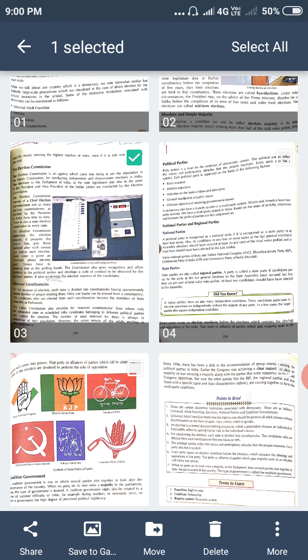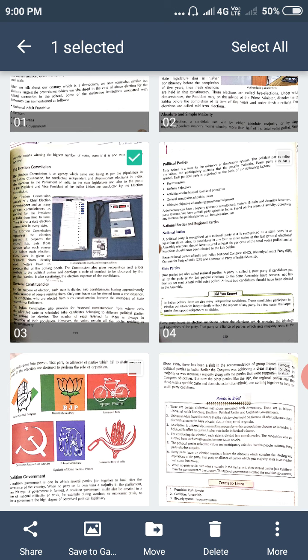Now, how is it decided who has won the election? It is decided by the majority of votes which he gets. Absolute majority means that he has won more than half of the total votes polled. What do you mean by that? Polled means how many votes have been cast.